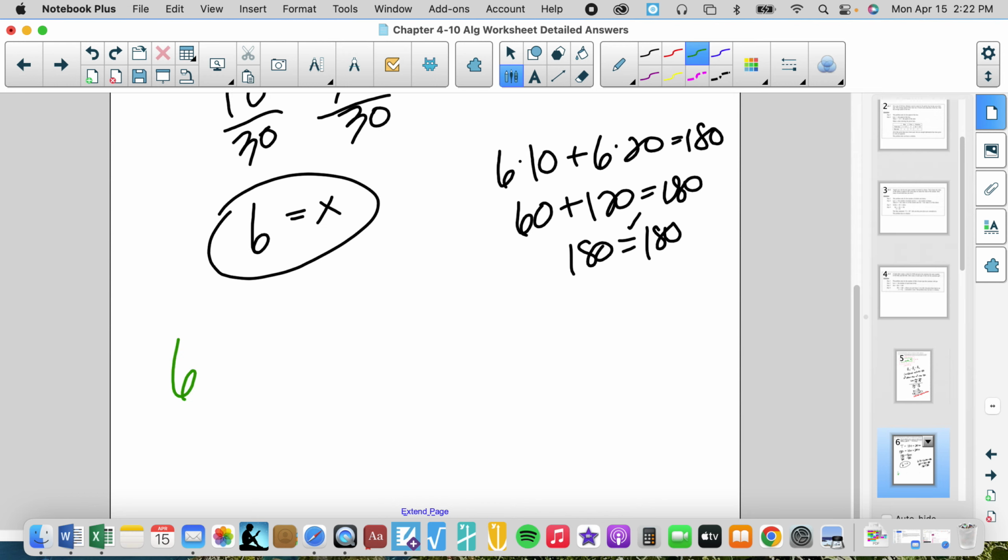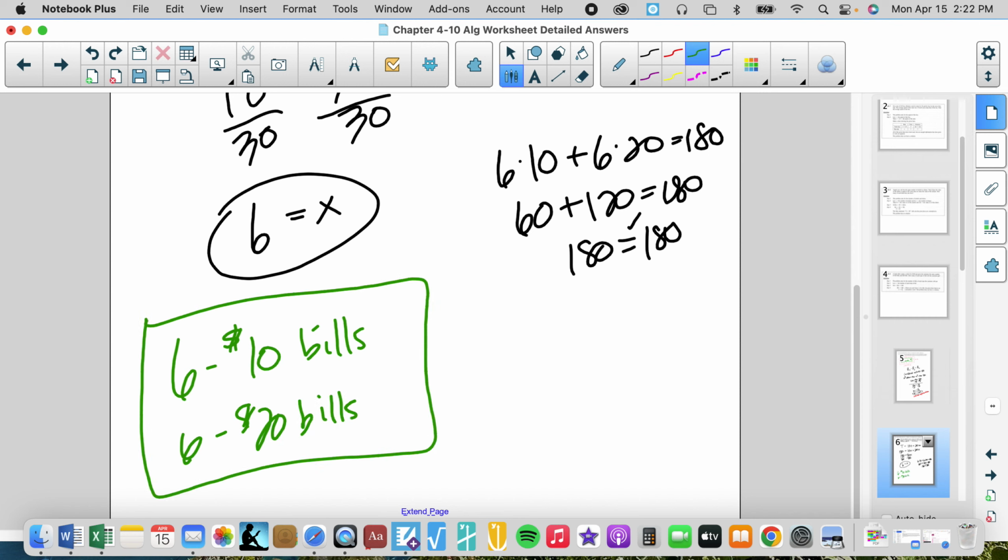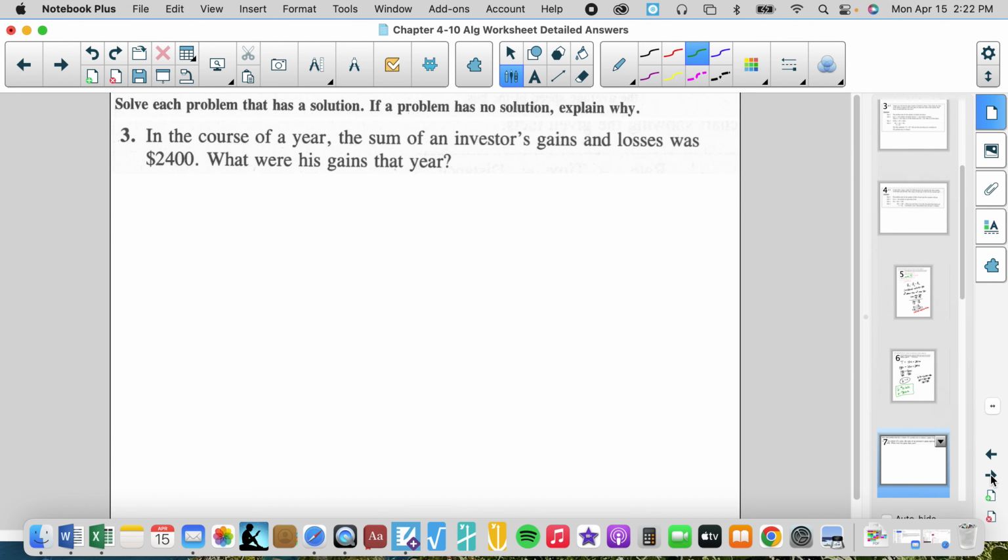You would have 6 $10 bills and 6 $20 bills. So problem number 2 did have a solution. So they kind of tricked us.